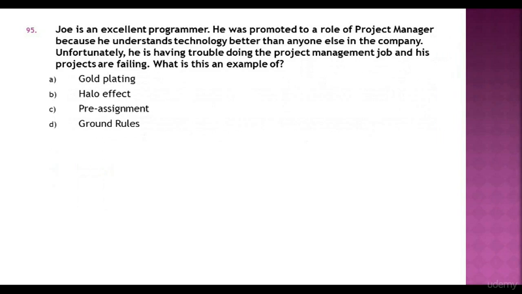Question 95. Joe is an excellent programmer. He was promoted to a role of project manager because he understands technology better than anyone else in the company. Unfortunately, he is having trouble doing the project management job and his projects are failing. What is this an example of? Gold plating, halo effect, pre-assignment, ground rules. Answer B is a correct choice. Halo effect.